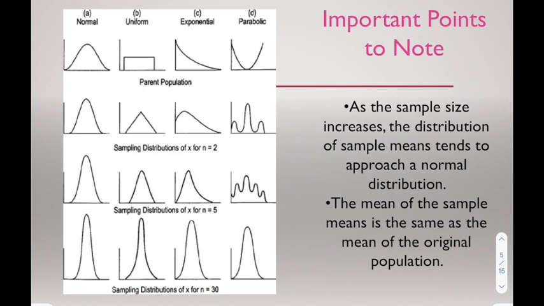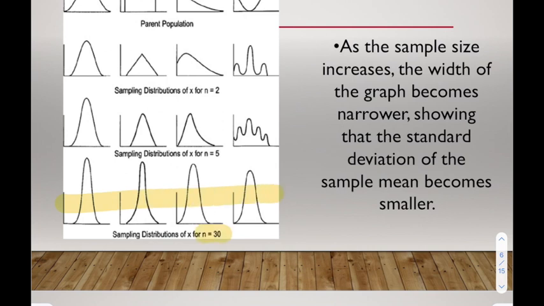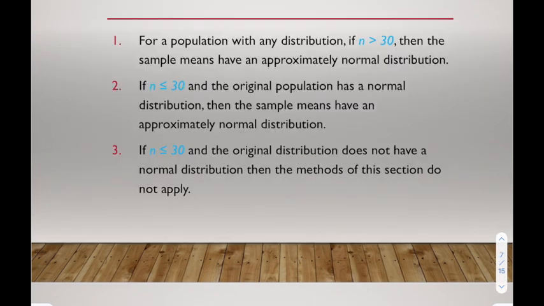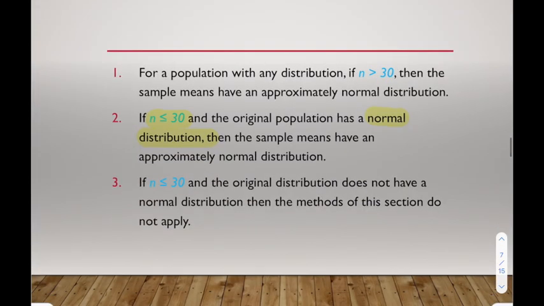Now that information might not sound that important, but it's going to open up a lot of doors for us in terms of what tools we can use to solve problems. Based on the pictures we were just looking at, if n is greater than 30, we know the sampling distribution is going to be normal. In all cases when n was 30, we saw a normal distribution at the end. If n is less than 30, but the original started off normal, anything that started normal stayed normal, so it can still be treated as a normal distribution. If n is less than 30 and it was not normal, then the methods of this lesson don't apply.